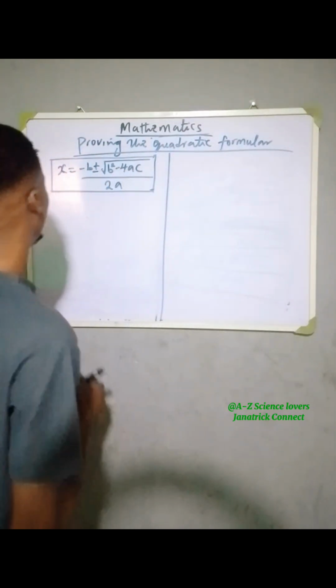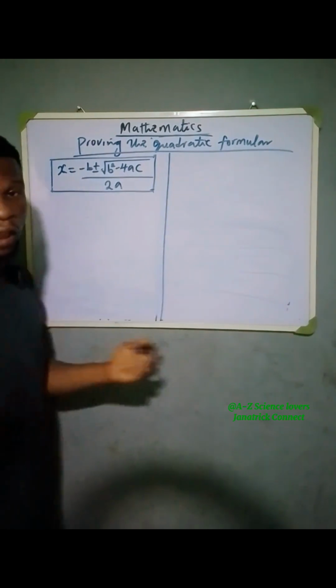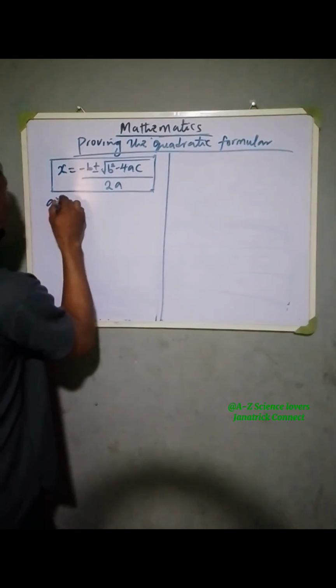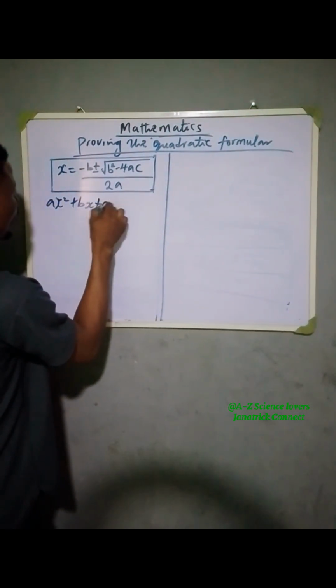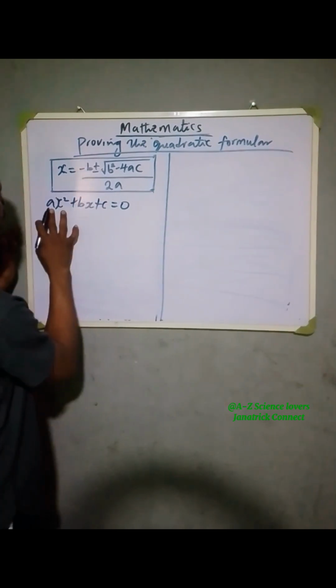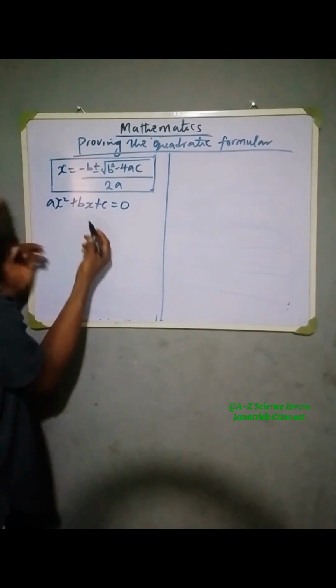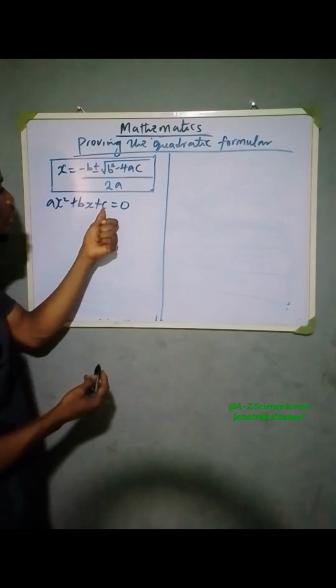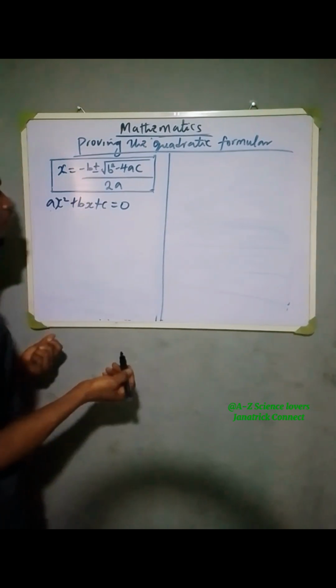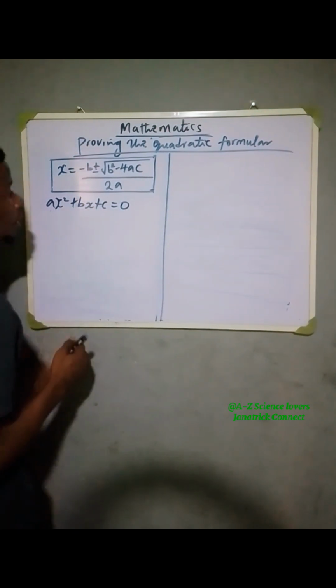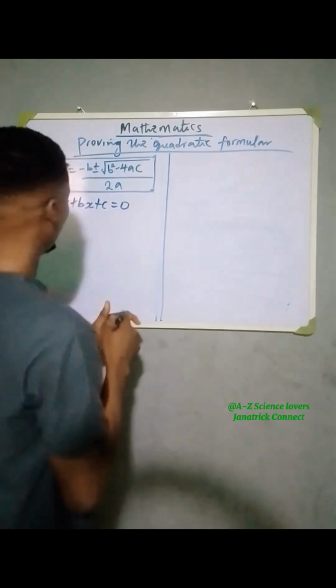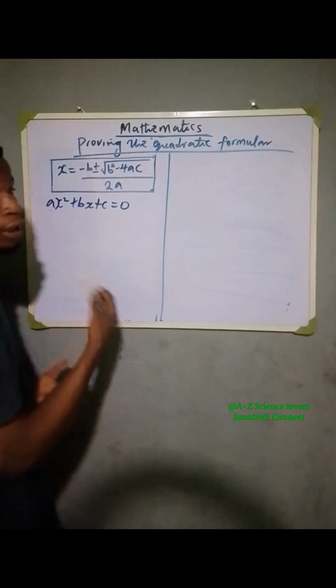Now in order to prove this formula, we are going to make use of the general form of quadratic equation that says ax squared plus bx plus c equals 0. So the coefficient of x squared here is a, and b is the coefficient of x. c is a constant. A general quadratic equation always has a constant, and most of the time, if there is no constant, then you assume that the constant is 0.